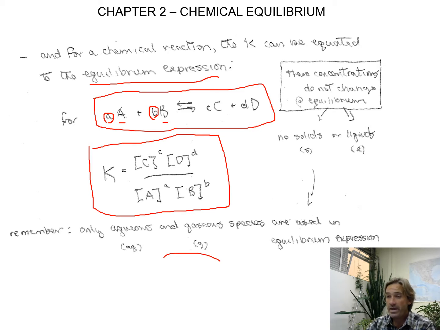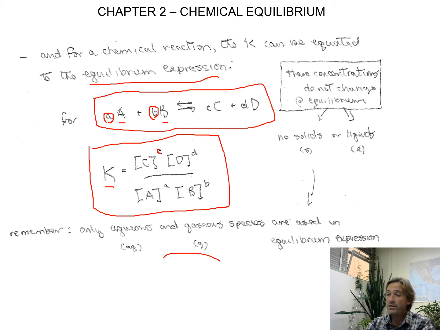And we raise these concentrations to an order of the coefficient. So the coefficients become exponents on these concentrations. And all of that is equal to a constant, the equilibrium constant. And so all chemical equations have an equilibrium expression associated with them.